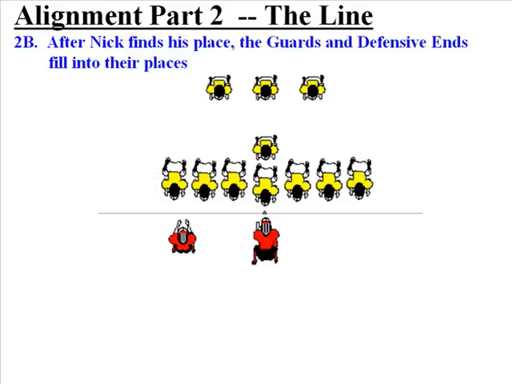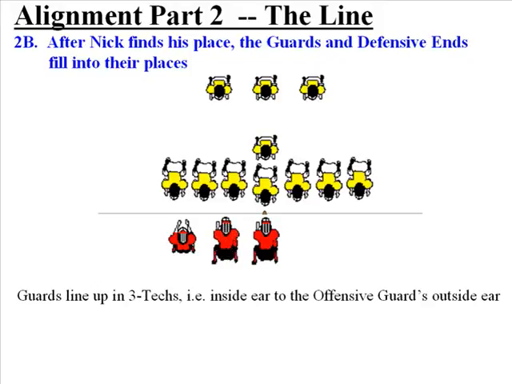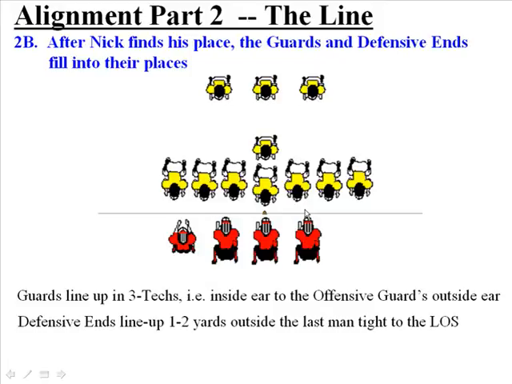Now, after Nick lines up, what happens after that? Well, the guards and the defensive ends then have to fill into their places. Okay, and so what happens? The guards line up in 3 techs with their inside ear to the offensive guard's outside ear. The inside ear to the outside ear, they're aiming right for that shoulder. Okay, the other one lines up in the same place, aiming right for that shoulder there.